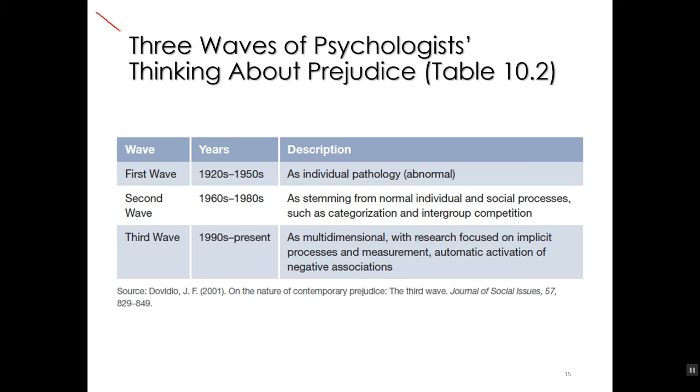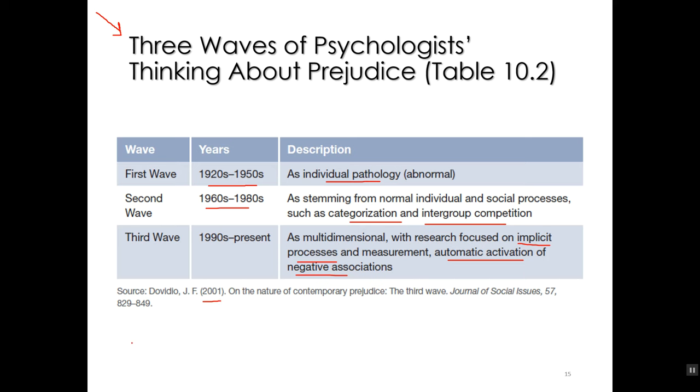And one final thing in terms of introducing the topic: there have been three waves of thinking about prejudice by social psychologists. The first wave, during the 20s and the 50s, recognized it as an individual pathology. That is, prejudice was abnormal. During the 60s and the 80s, we mainly focused on it in terms of the results of categorization and intergroup conflict. And only since the 90s have we really started to look at implicit processes and measuring implicit processes, examining the automatic activation of these negative associations.